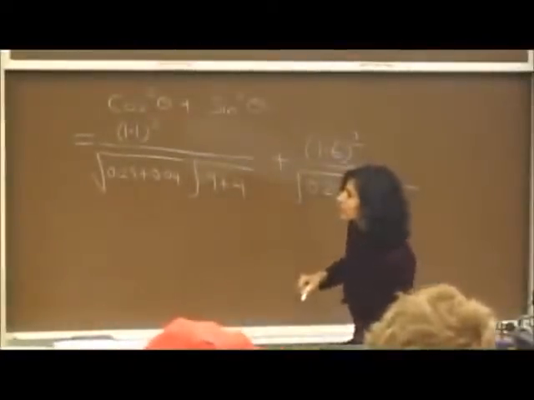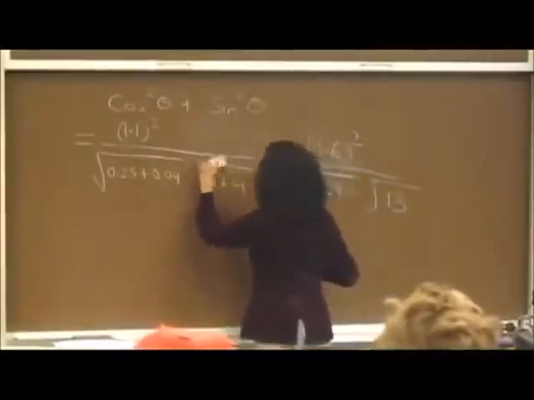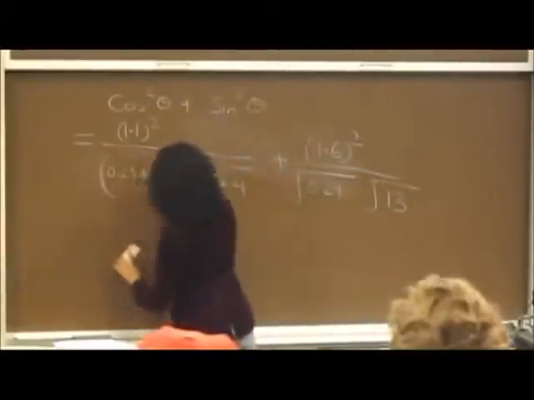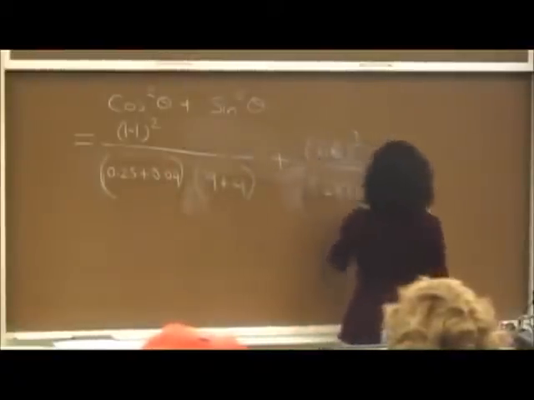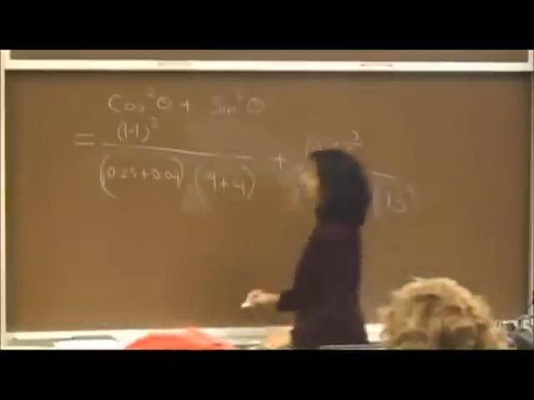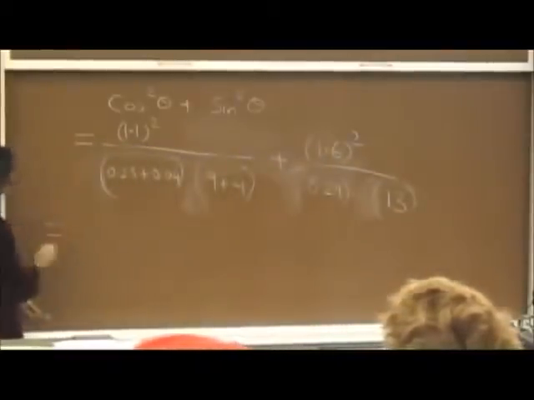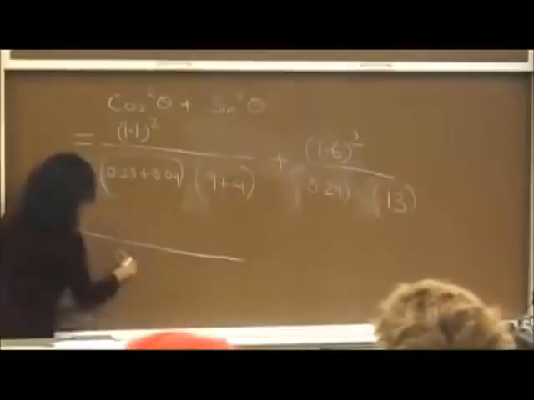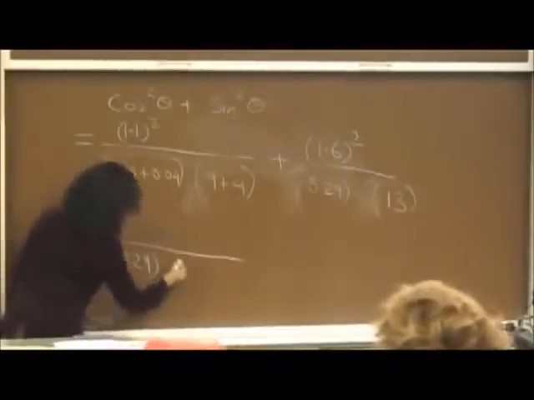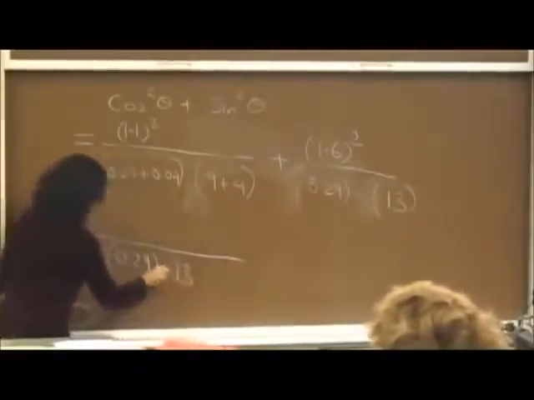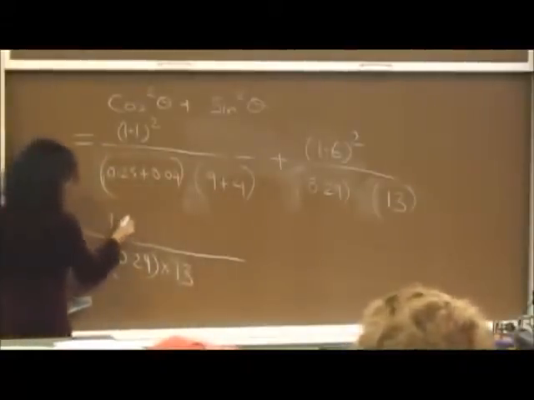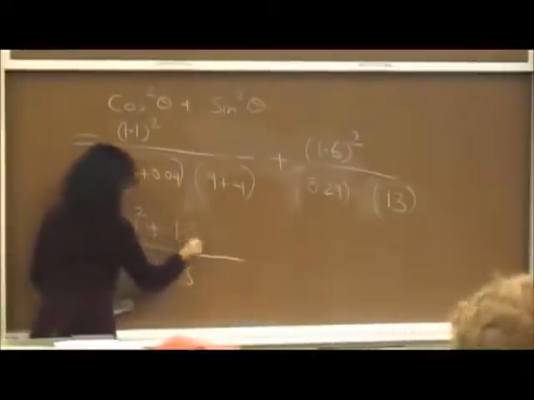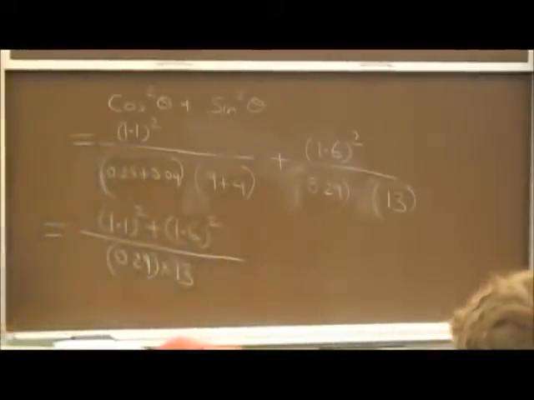Thank you. At least some people are paying attention. So basically we have to square this thing, so there's no square root left. Square roots are gone because of the fact that we had to square the thing. And so this is really equal to the same denominator, which is 0.29 times 13. This is the common denominator. In the numerator, you have 1.1 square plus 1.6 square, right?